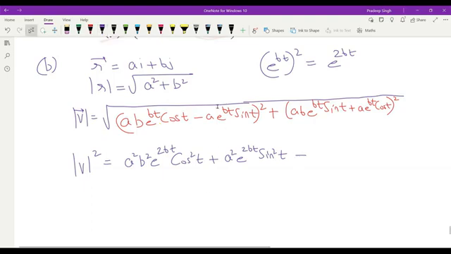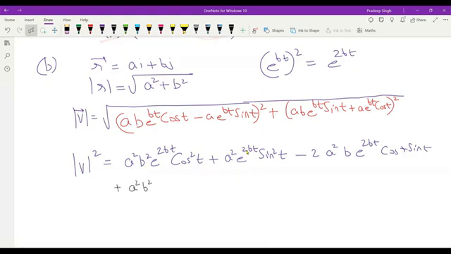Now we'll have to multiply the two terms together. Minus 2, and then on multiplication we'll get a square b e to the power 2bt, and then we have cos t sine t. So this is the expansion of the left term. Now we expand the right side. So to get that, that's the formula of a plus b whole square on the right hand side.